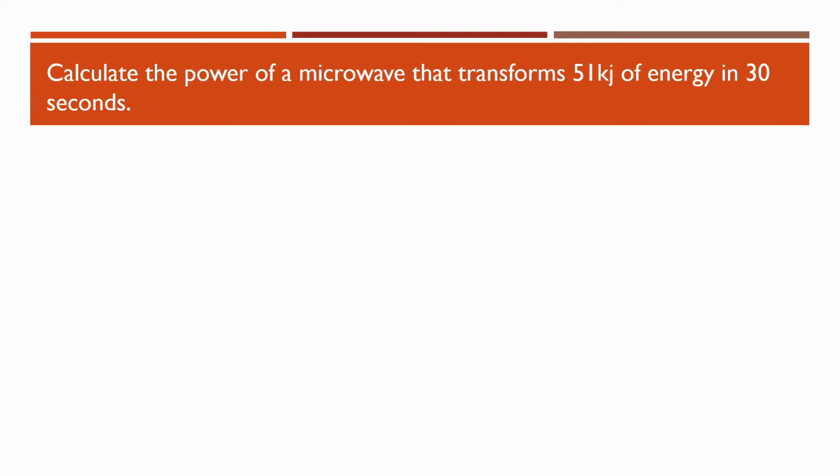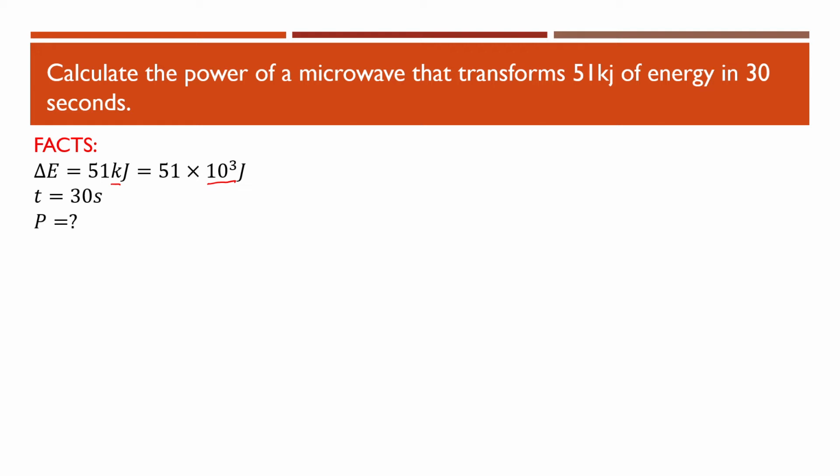So let's have a look at this example. It tells you to calculate the power of a microwave. My facts would be P is the question mark, which transforms 51 kilojoules of energy in 30 seconds. I'll show the facts because I can't see them while I'm recording. So time is 30 seconds, my energy is 51 kilojoules, where kilo is 10 to the power of 3, so I just replaced k with 10 to the power of 3. Hopefully you're a bit used to that now. P is what we're trying to find.